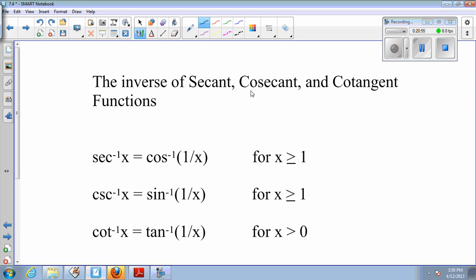Now there are inverses of secant, cosecant, and cotangent. Secant is the reciprocal of cosine, 1 over cosine. So inverse secant is the inverse cosine of 1 over x. Cosecant is a reciprocal of sine. So inverse cosecant is inverse sine of 1 over x. Inverse cotangent is the inverse tangent of 1 over x.